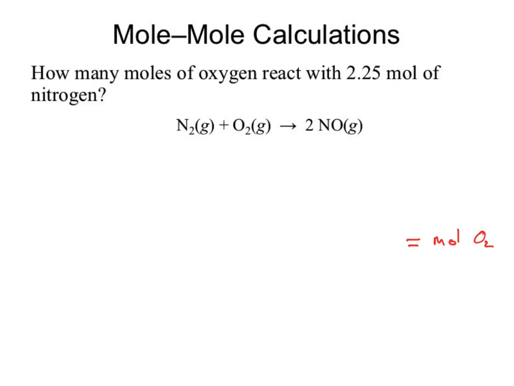Write down what else? Okay, right? 2.25 moles of nitrogen. And I'm going to argue 2.25 moles of nitrogen is wrong. How many moles of oxygen will react? So, okay, why am I going to say 2.25 moles of nitrogen is wrong?